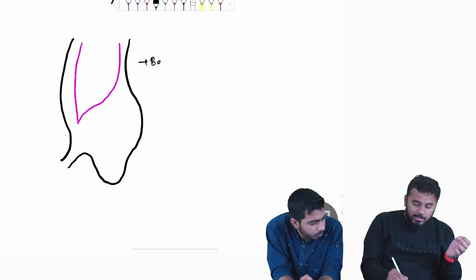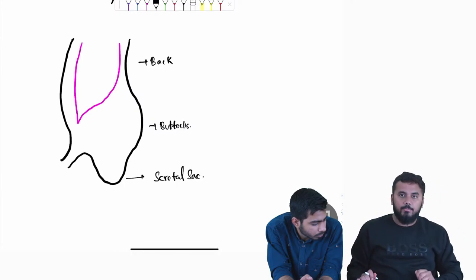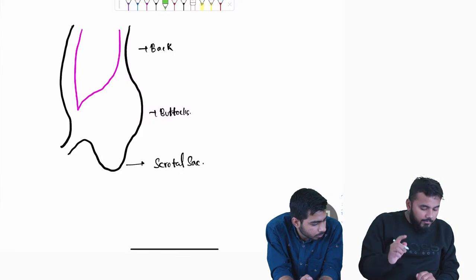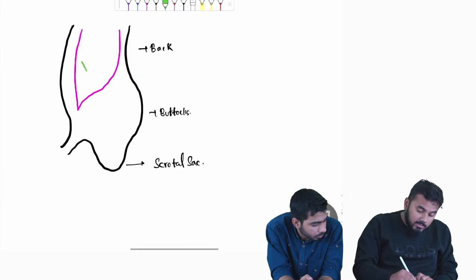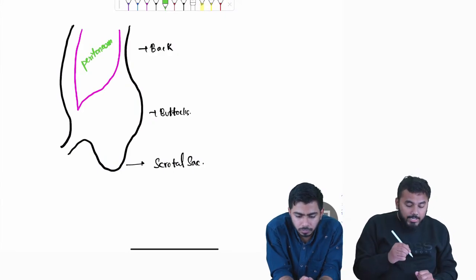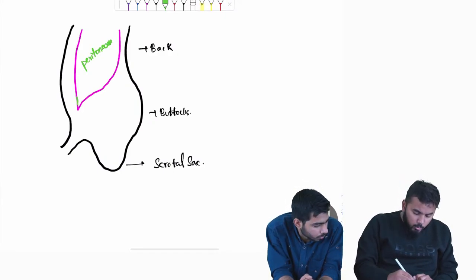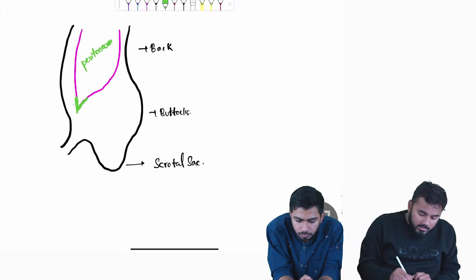So this is the back region. This is the buttocks, I mean, the gluteal region. And this is the scrotal sac. Now, what is this thing which you have drawn with the pink? All of you concentrate now. This is called as peritoneum. Now, on the tip of the peritoneum here, you have got a process like this, right? What is this process called as? This is called as processus vaginalis. What is this called as?